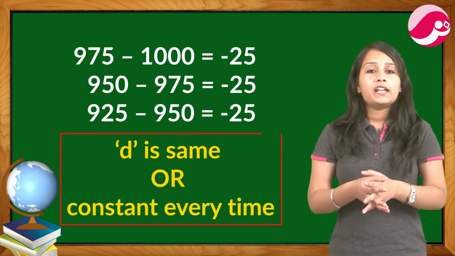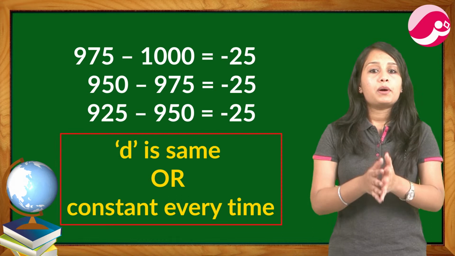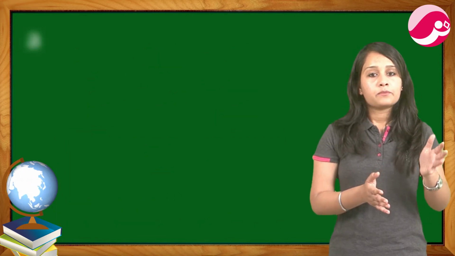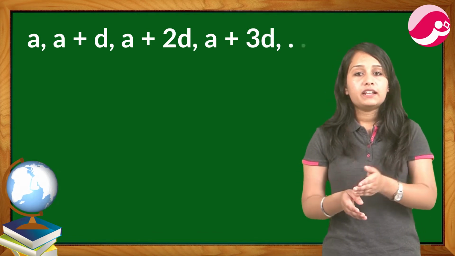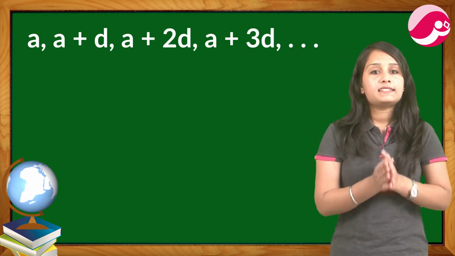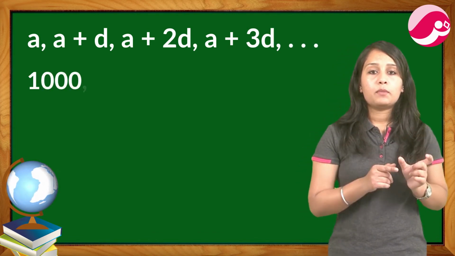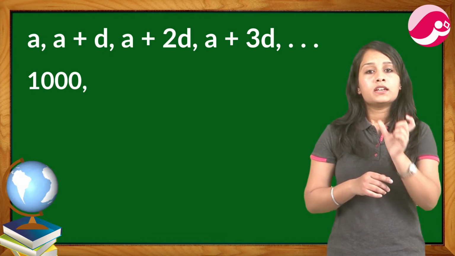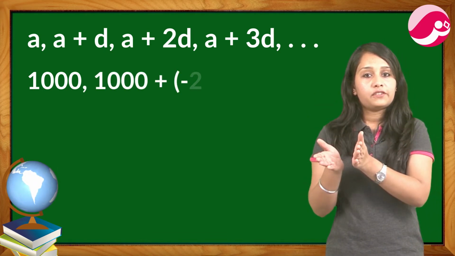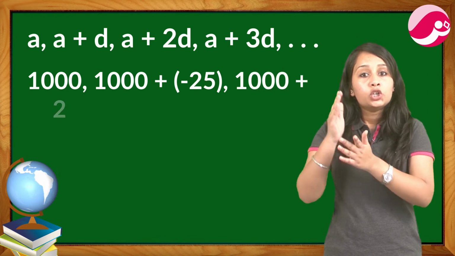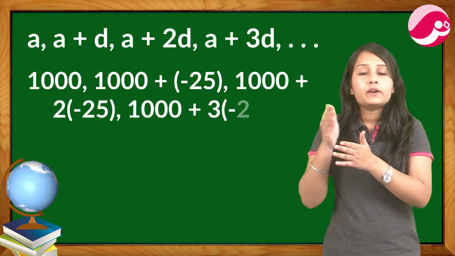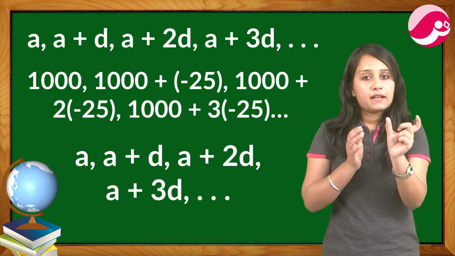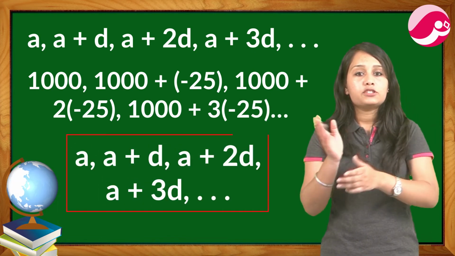सो दिस इज फॉर्मिंग एन AP विच इज फाइनाइट. सो यहाँ पर पैटर्न भी फॉलो हो रहा है. A प्लस D, A प्लस 2D, A प्लस 3D जो कि है हमारी जनरल फॉर्म ऑफ AP. इसको हम कैसे लिख सकते हैं? 1000 comma which is 1000 is equal to A. 1000 plus -25 comma 1000 plus 2 into -25 comma 1000 plus 3 into -25 जैसा हमने देखा A plus D, A plus 2D, A plus 3D and so on.